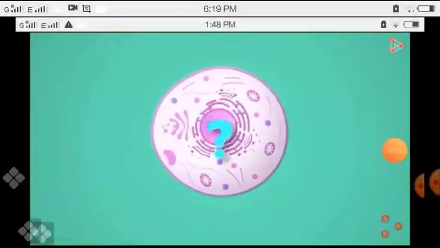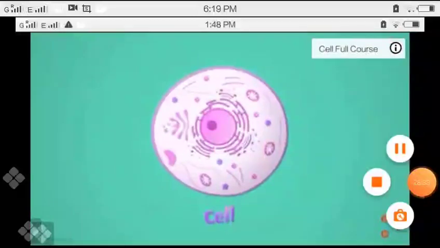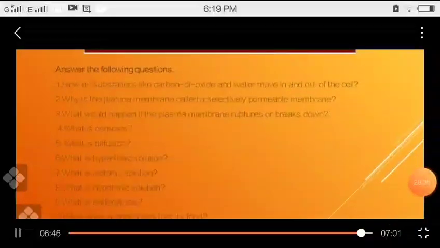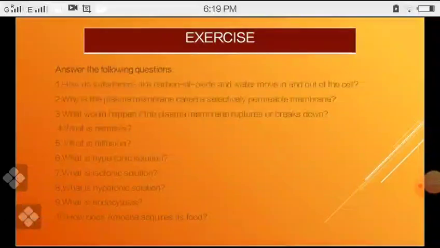And asked what exactly this is, I'm sure your answer will be a cell. So students, I have a small little exercise for you. So answer the following question and please submit it to your class teacher so that I can correct and know how good you have understood the topic.